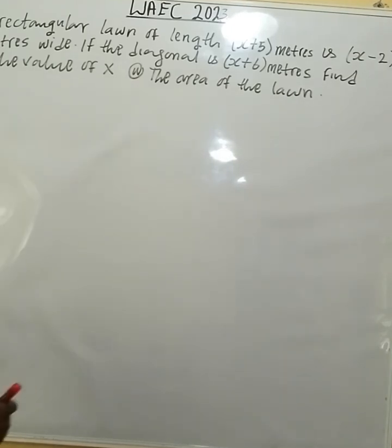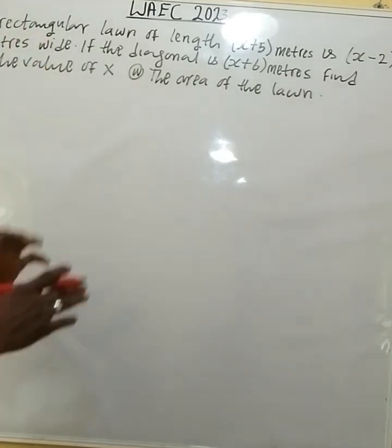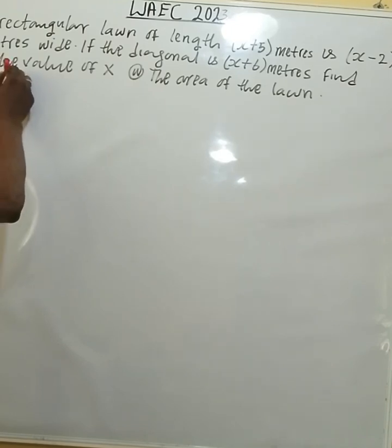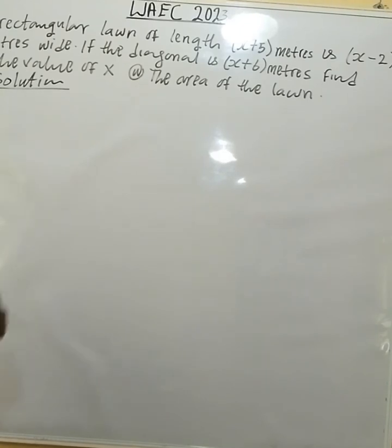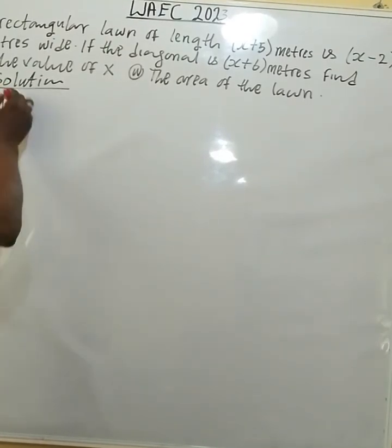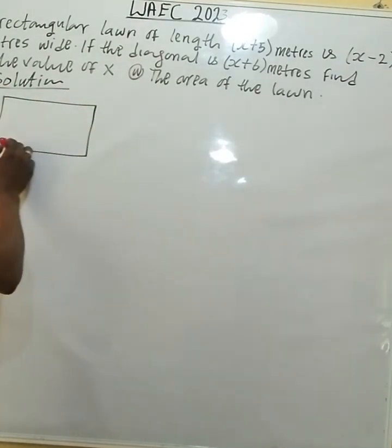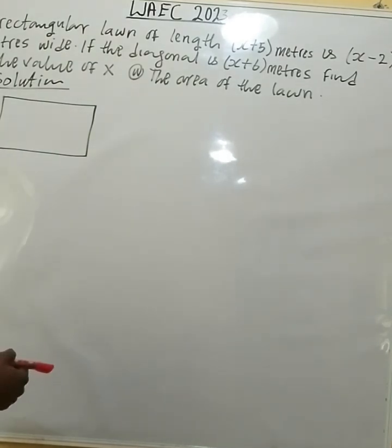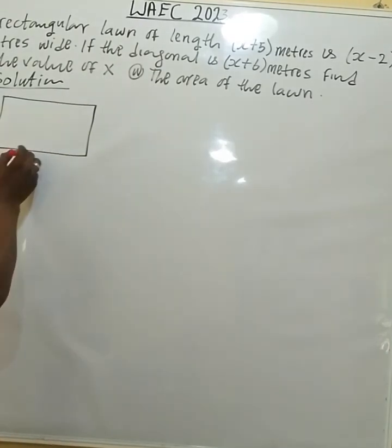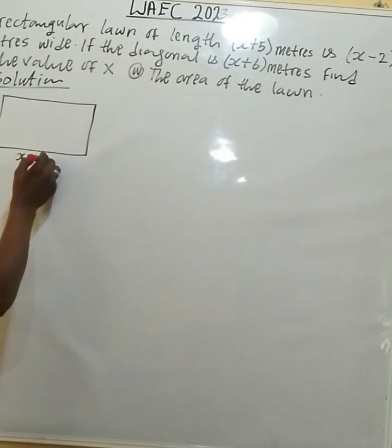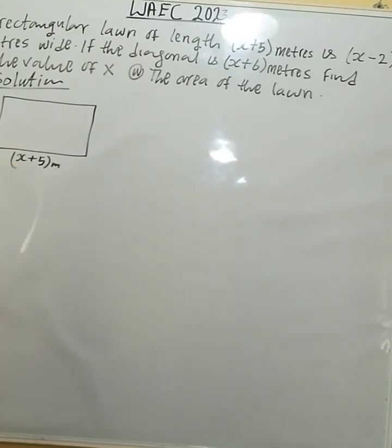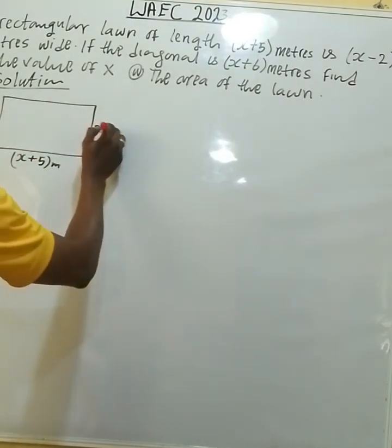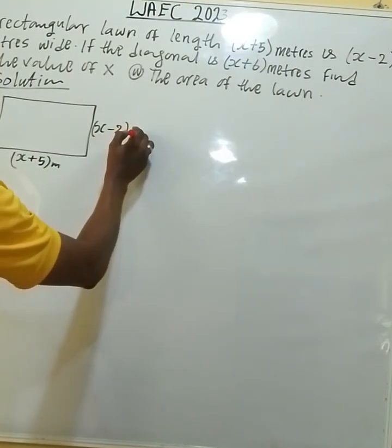The first thing you are going to do, since the question is representing a rectangular land, is to draw a rectangle that will represent the land. So we have our rectangle like this. The length of our rectangular land is x plus 5 meters, and the breadth is x minus 2 meters.